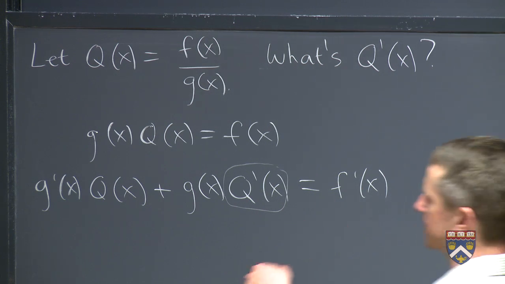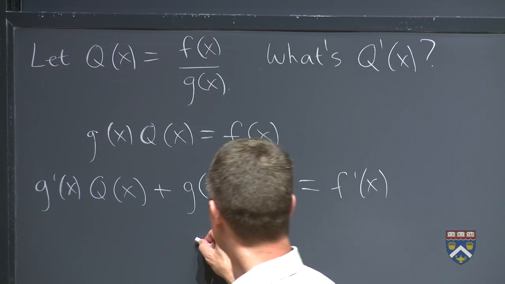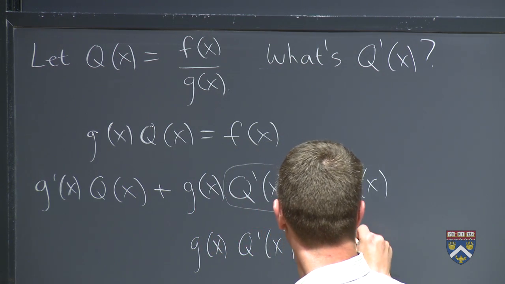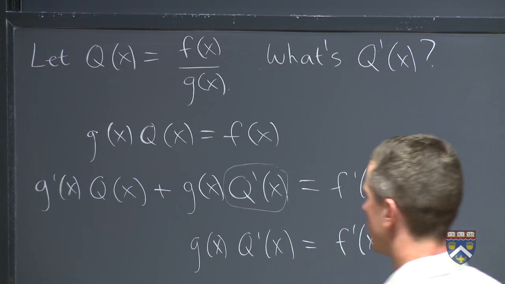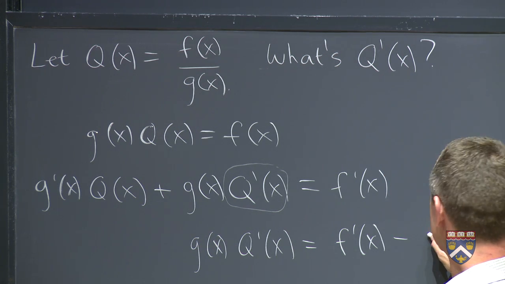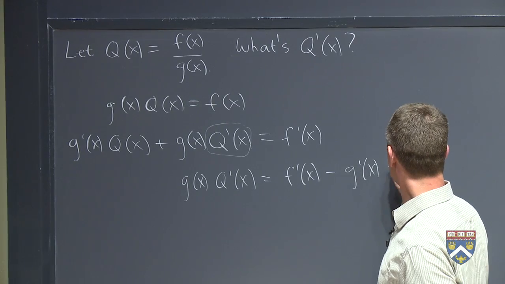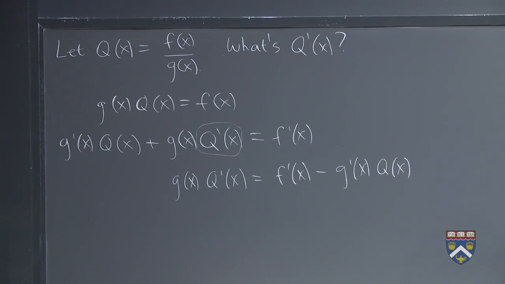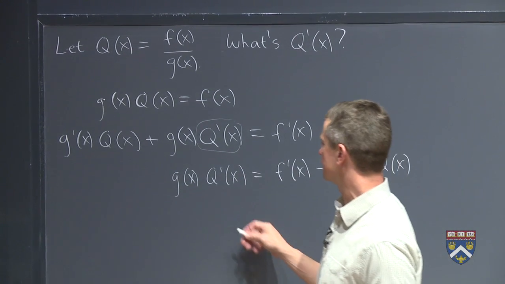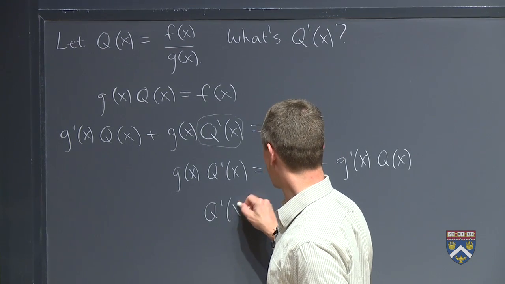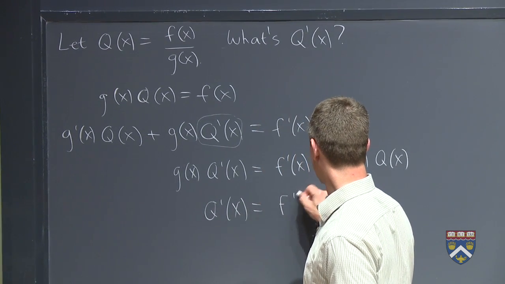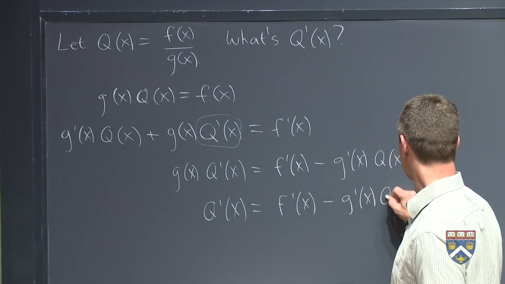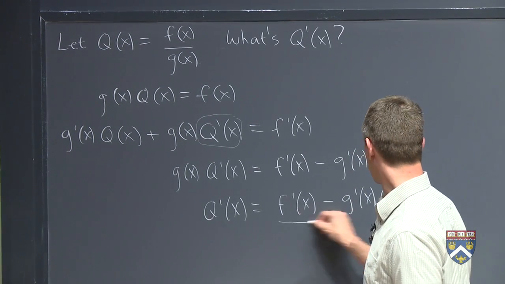We want to move all the rest of this stuff, so we'll start by subtracting this. So we've got g of x, q prime of x, equals f prime of x, minus this stuff, g prime of x, q of x. And again, since we're trying to solve for q prime of x, we should divide by g of x. So q prime of x is f prime of x minus g prime of x, q of x, all over g of x.